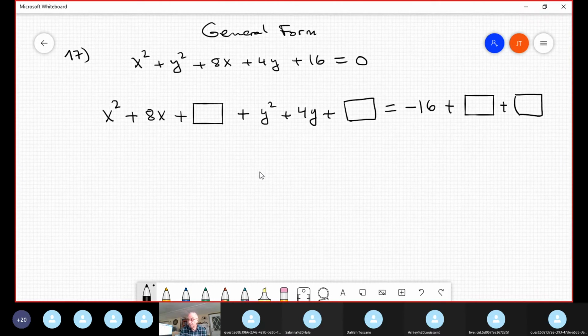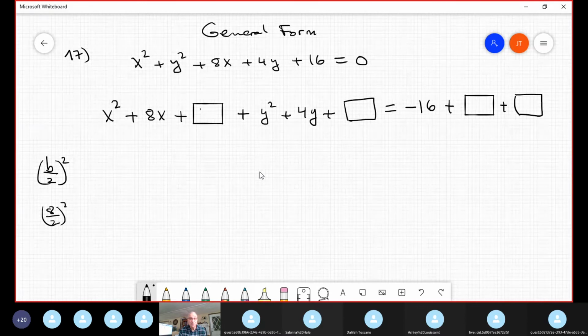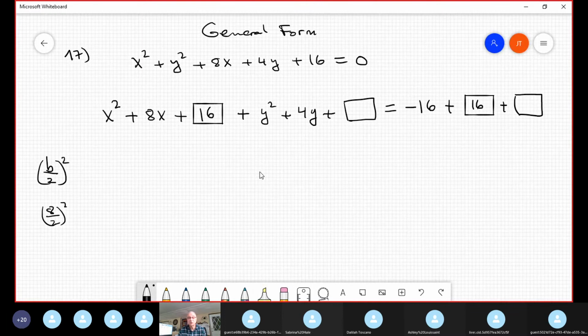Okay, so now remember the formula to find the magic number is b over 2 squared. B in our example in the first part is 8. 8 divided by 2 is 4. Squared is 16. So the first number is 16. You put 16 here artificially in order to keep the equilibrium of the equation. And the second: b is 4, so 4 divided by 2 is 2 and 2 squared is 4. Oh, it's a coincidence because it's exactly the same as 4.